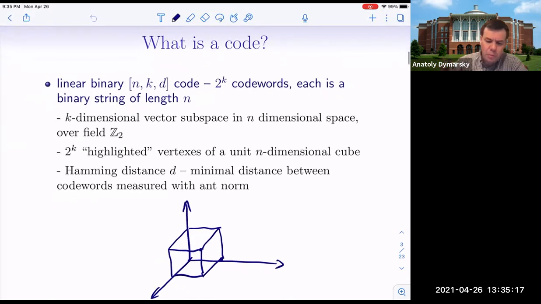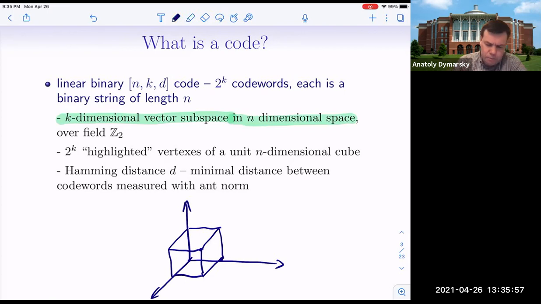I will start with the technical part: classical binary codes. What is a classical linear binary code? We can define them mathematically in a very simple way. This is just a k-dimensional vector space embedded into an n-dimensional space. But instead of working over the field of real numbers or complex numbers, as we usually do in physics, in this particular setting we are working over the field of two elements, 0 and 1.